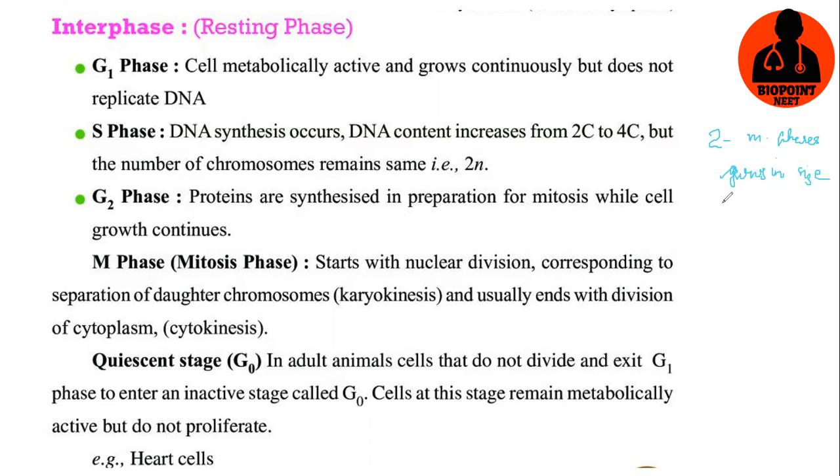And what happens next? The cell grows in size and prepares itself for the next cell division. The next point is that the interphase lasts about or more than 95% of the duration of the cell cycle. Of the entire cell cycle, 95% is interphase. Is that clear? Okay.